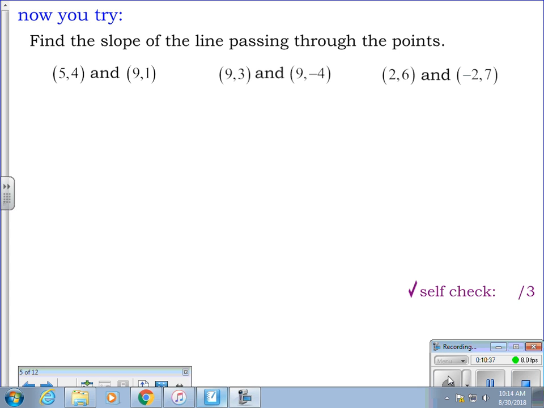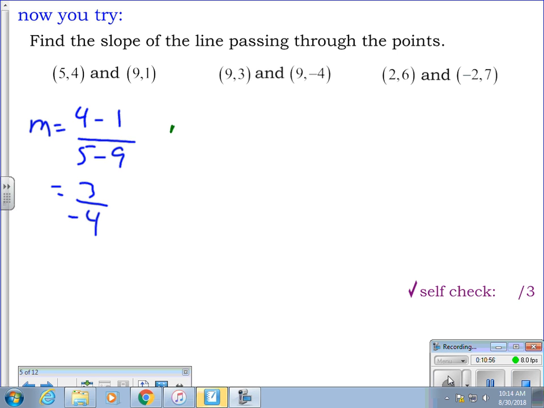Okay, first one, slope is y minus y, 4 minus 1, over x minus x, 5 minus 9. So I get 3 over negative 4. That's good enough, negative 3/4.